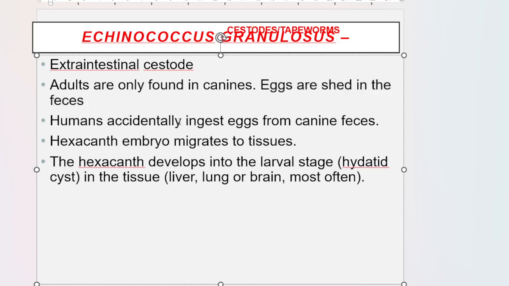Humans accidentally ingest eggs from canine feces. Okay? Hexacanth embryo migrates to tissues. So, the feces contains the hexacanth embryo. The hexacanth develops into the larval stage, which, if you remember, for Echinococcus species, ang kanyang larva stage, that is the hydatid cyst, in the tissue, like liver, lungs, brain. Most often these are the extraintestinal locations of the larval stage.